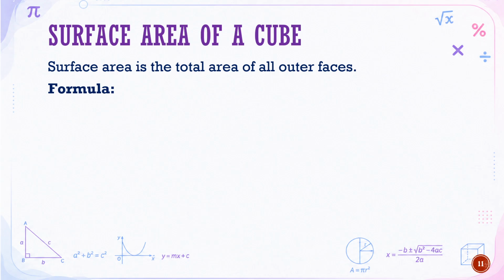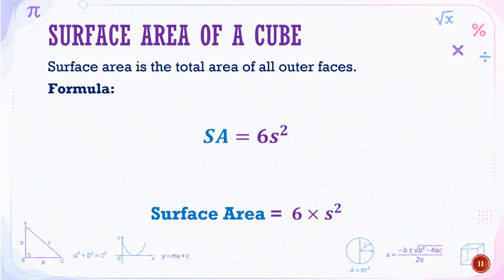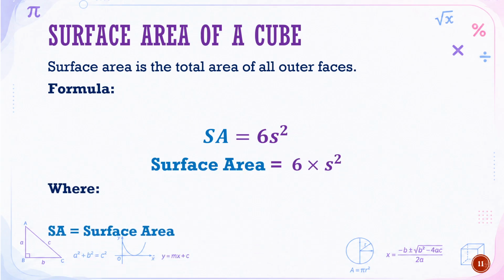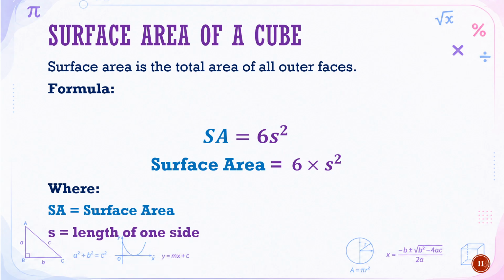Okay, and the formula for calculating the surface area of a cube is SA, which is representing the surface area, is equals to 6 multiplied by square of the sides. All right, where SA is surface area and S refers to the length of one side. So in cube, all the sides are same, right? So that's why we are making square of the sides and we are multiplying it by 6.